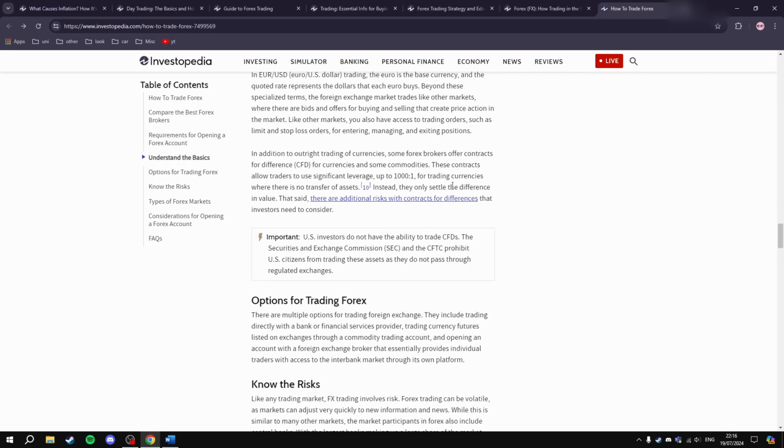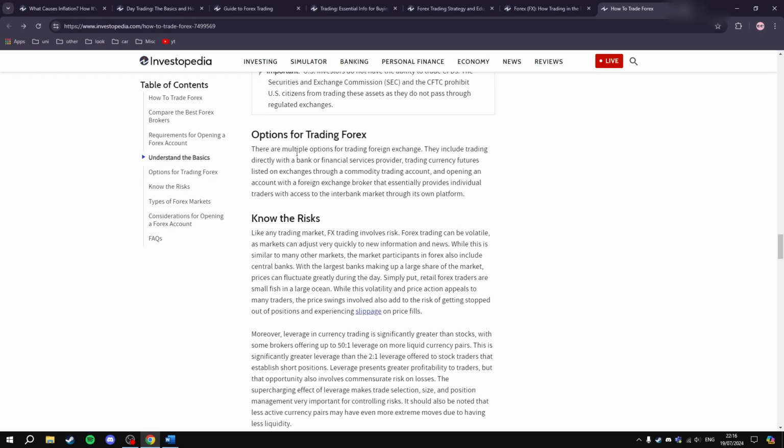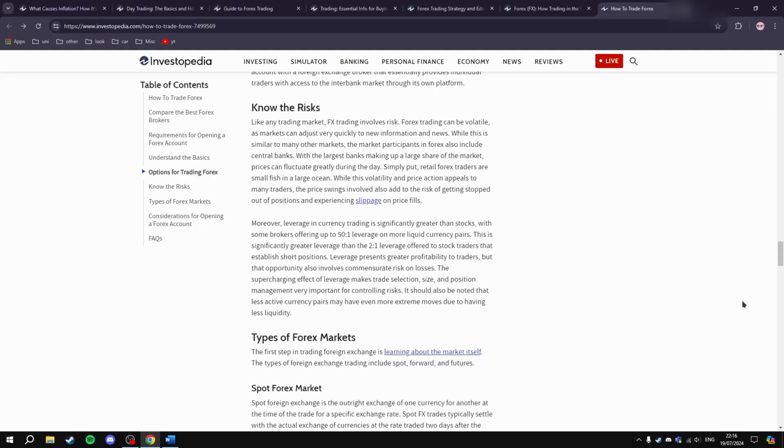Using leverage for CFDs, which is contract for differences. And then options for trading Forex, so trading directly for bank or financial services provider, trading currencies future listed on exchanges through a commodity trading account, and opening an account with a foreign exchange broker that essentially provides individual trader with access to the interbank market through its own platform.